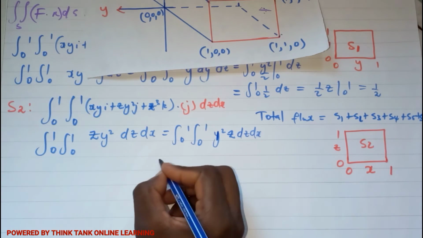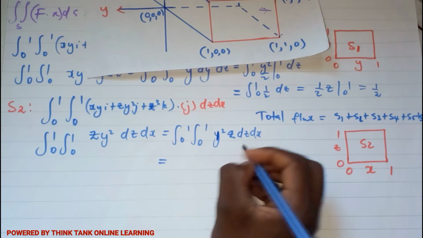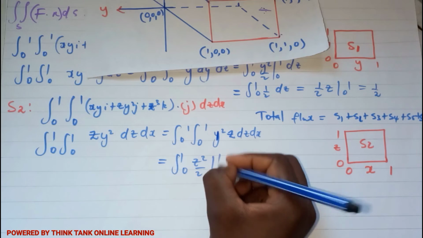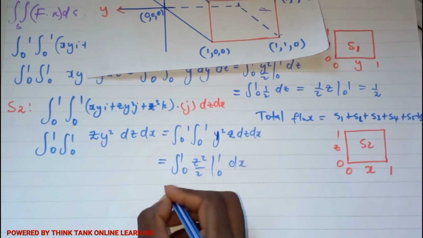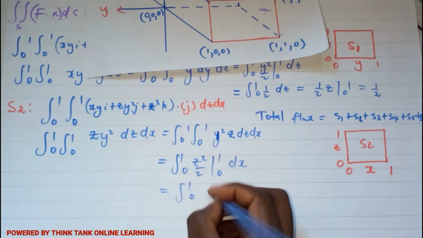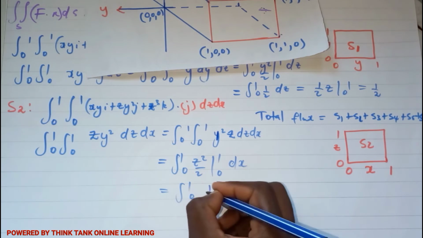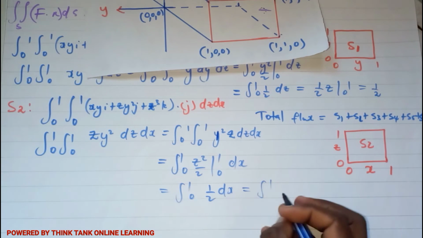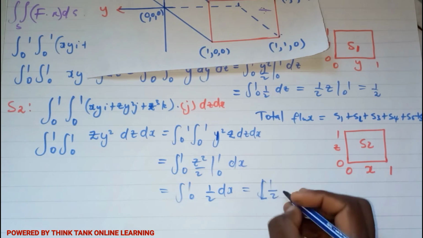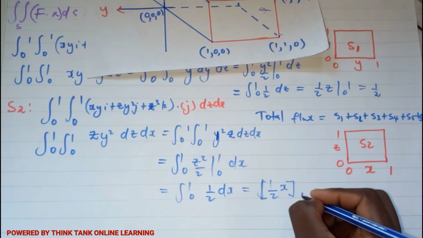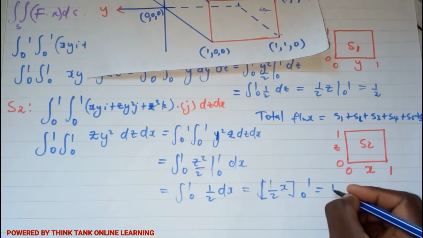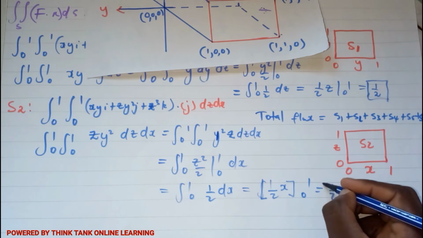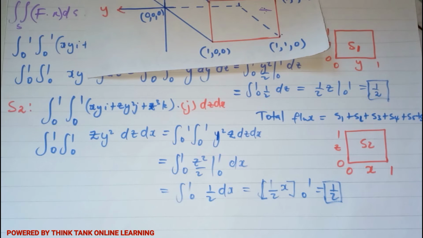Okay, and what next here? If we integrate with respect to z, we're going to have z to the power 2 over 2. The limits for z are 1 and 0, and we have dx. Okay, that means we have the integral from 0 to 1, and here we're going to have 1/2 dx. And if we integrate here, we're going to have 1/2 times x, with the limits for x from 0 to 1, and this is equal to 1/2.